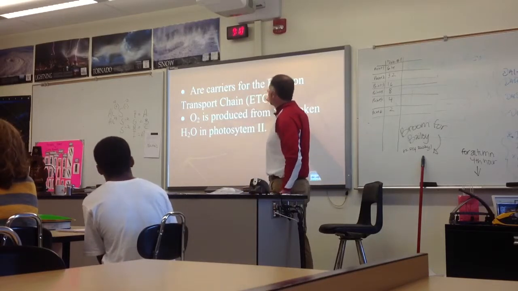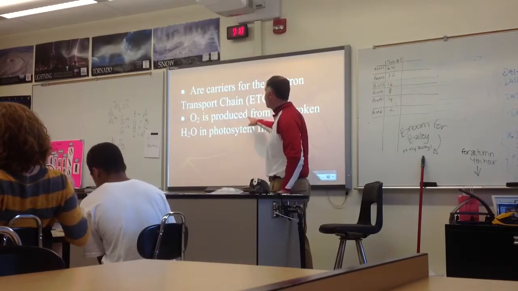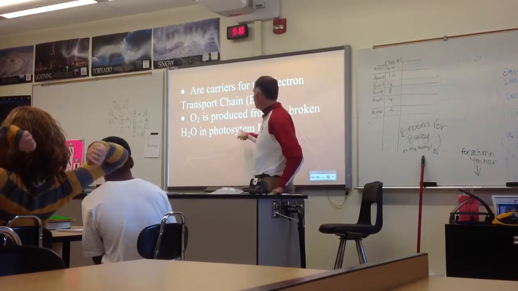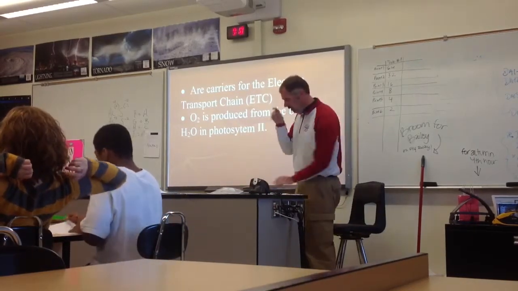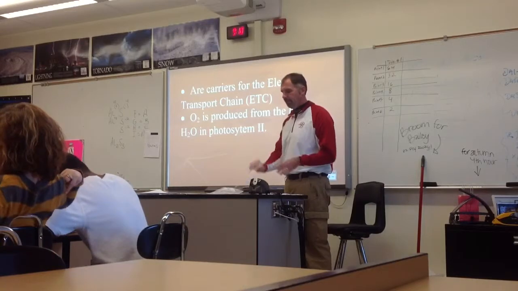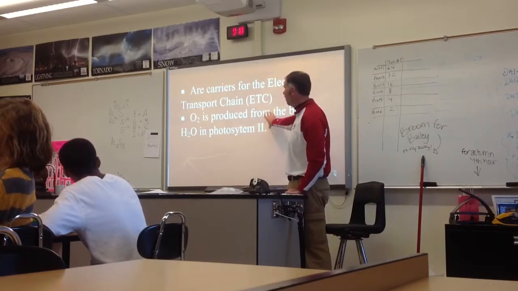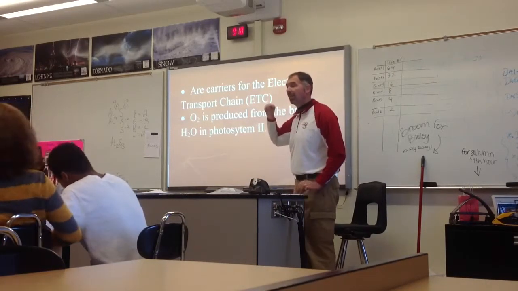Photosystems are carriers for the electron transport chain. Oxygen is produced from the broken H2O in photosystem 2. You will learn all of this in this diagram. So you actually don't need to write this down, unless you want to remember it specifically.